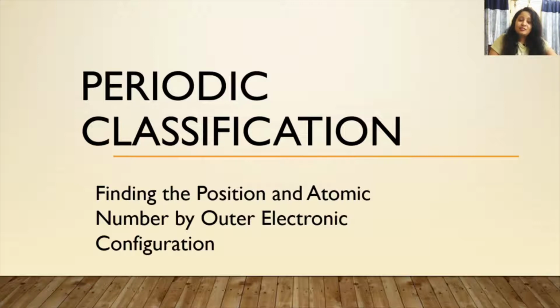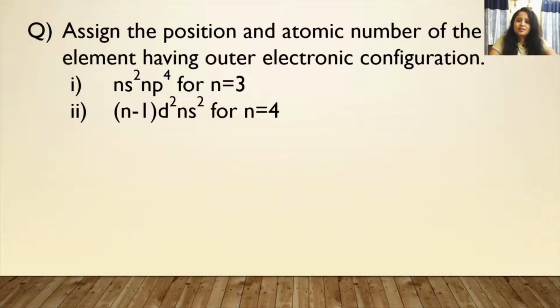This is for finding the position of the element in the periodic table. Friends, we did same type of question earlier also, but the case was different. In the previous question, we had the atomic number and with the help of atomic number we guessed the position in the periodic table. Now there is a twist in the question. The question is same, that we need to find the position in the periodic table, but with the help of outer electronic configuration. So let's see the question and start it.